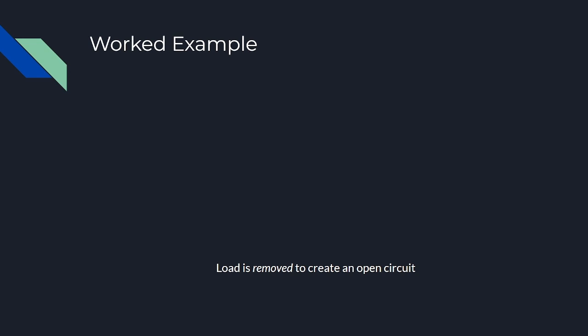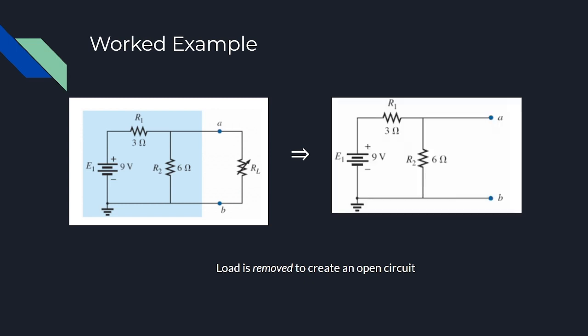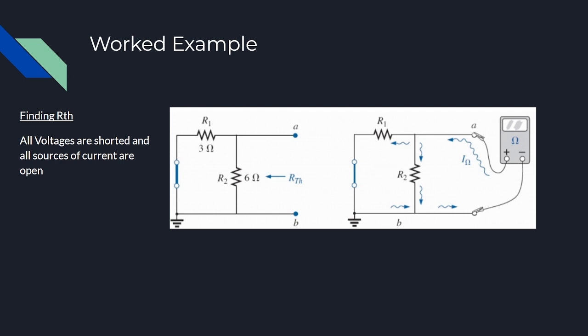Remember, we must first identify the terminals of greatest importance. In this case, removing the load, creating an open circuit. Next, we must calculate the Thevenin resistance by shorting all voltage sources and opening all current sources. Note how the resistances in this example are in parallel from the viewpoint of the open circuit. Hence, our Thevenin resistance is equal to 2 ohms.